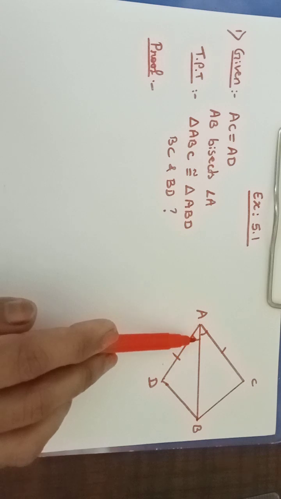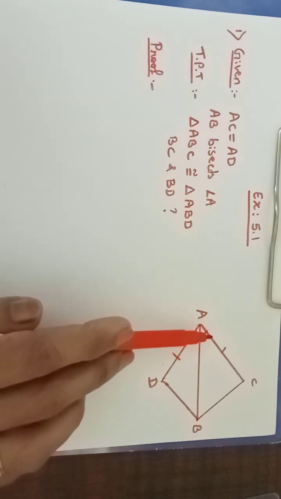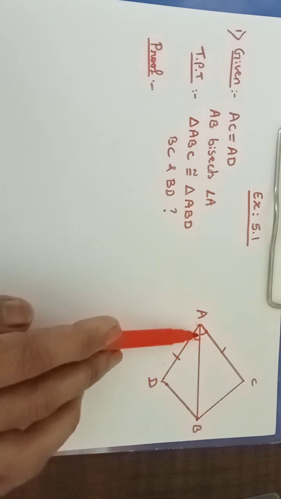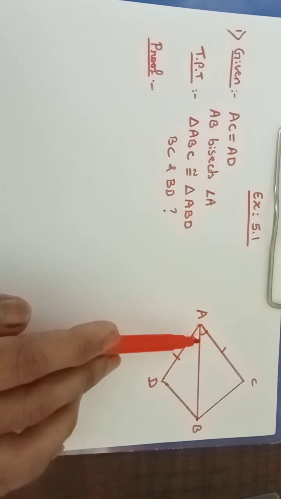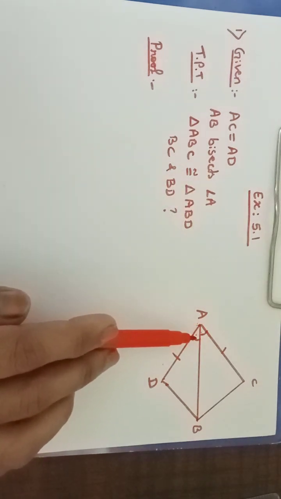So this angle and this angle will be equal. That is the meaning of AB bisects angle A. Bisects angle A means it is dividing angle A into two equal parts. So always remember this: whenever bisects is there, these two angles are equal.